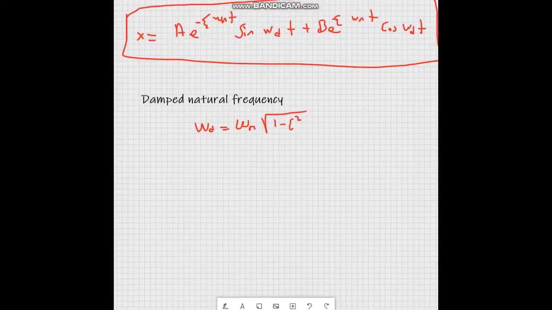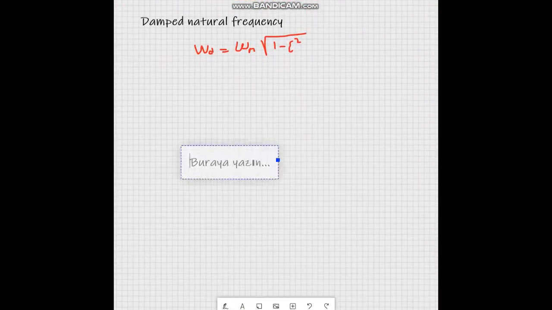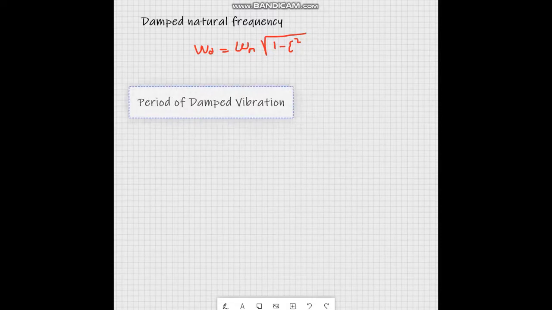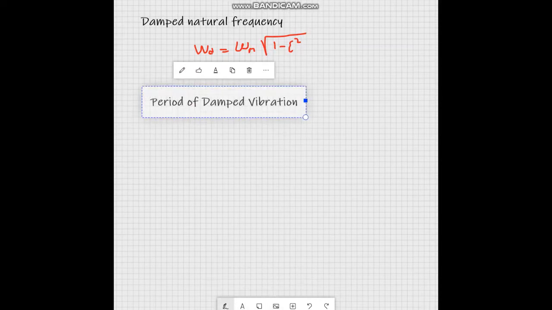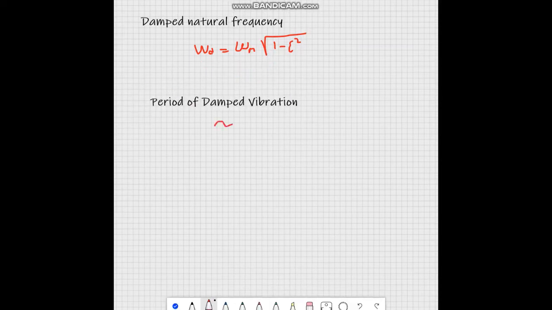And we have another definition, which is period of damped vibration. This is gonna be tau damped, or the period of damped, is equal to 2 pi over, as you guess, the damped frequency. It is gonna give us the damped vibration period.